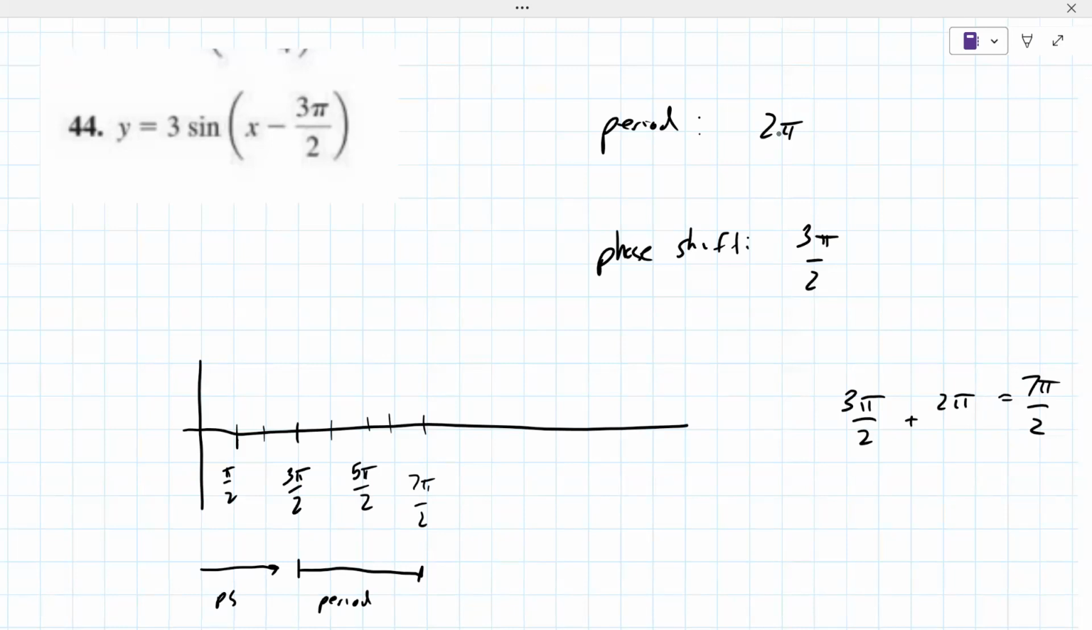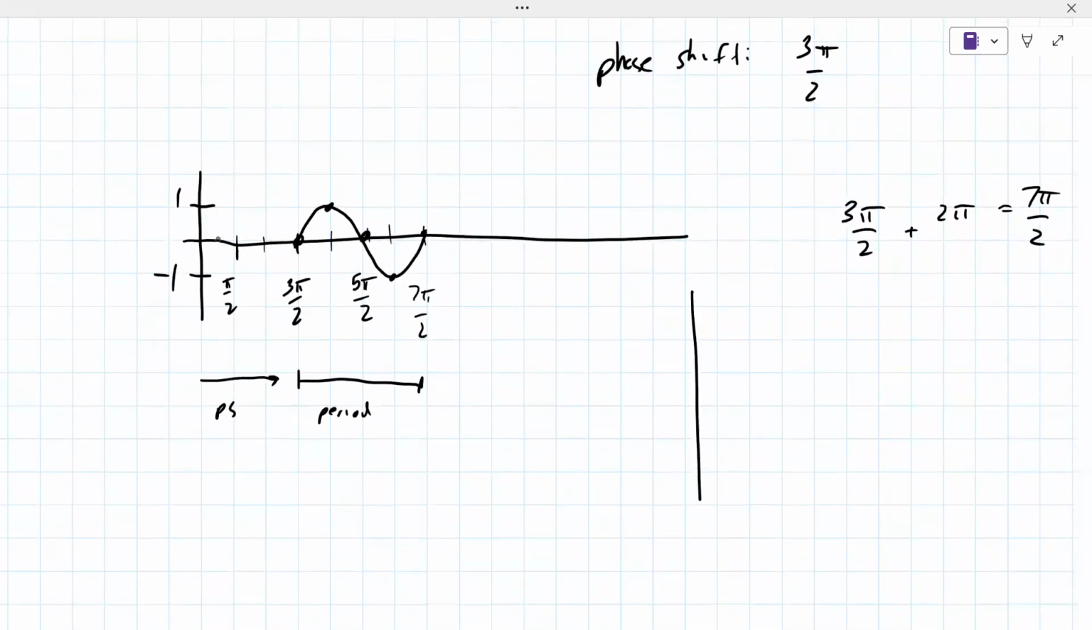So then a sine wave starts there, goes up, comes down, comes up. That's the parent function. That's the 1 and the -1. So always start by doing the period and the phase shift. Then you multiply by 3.